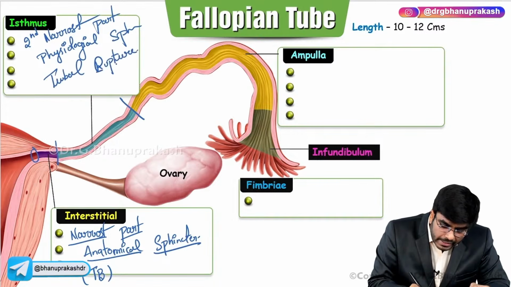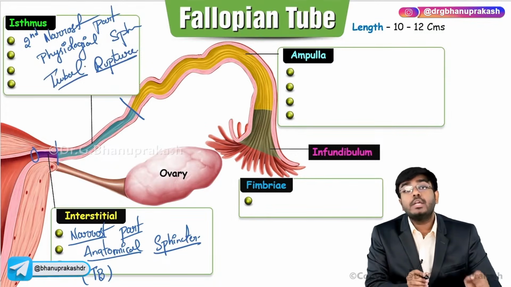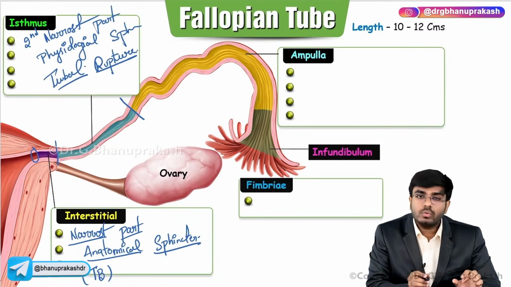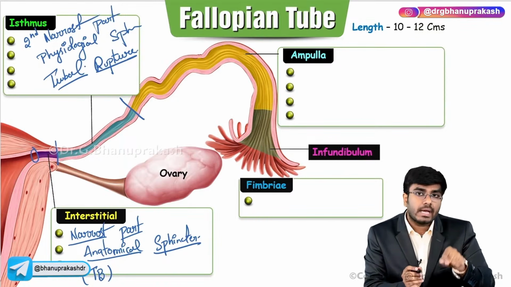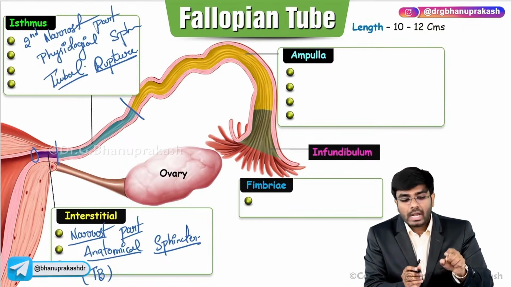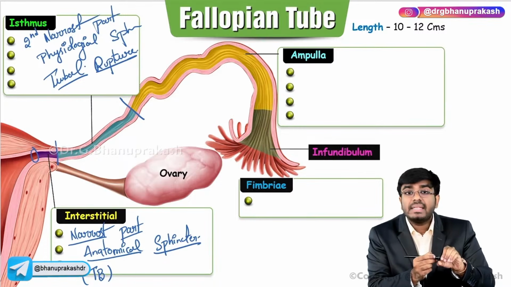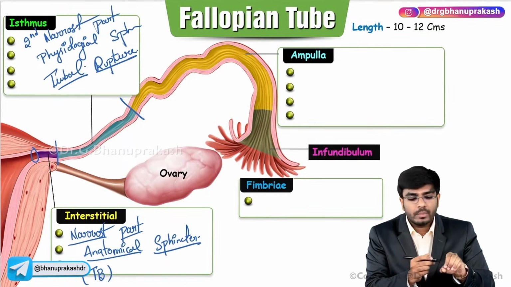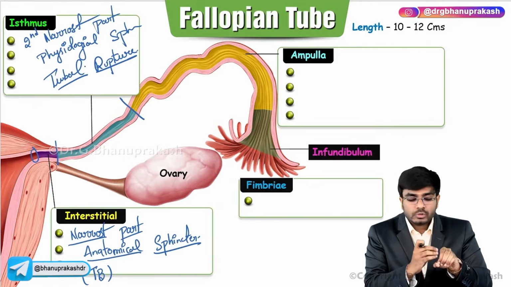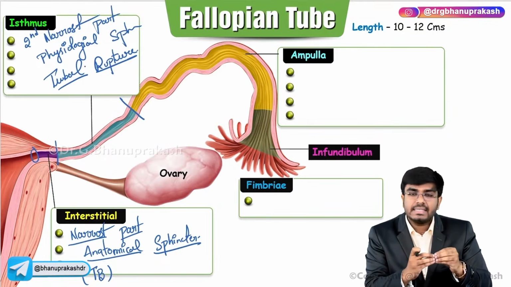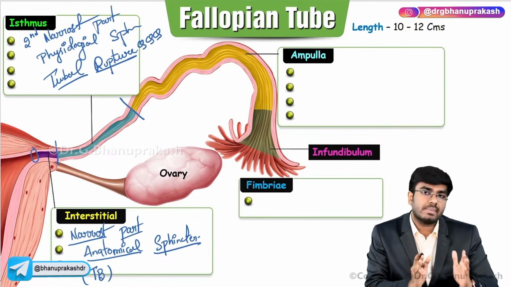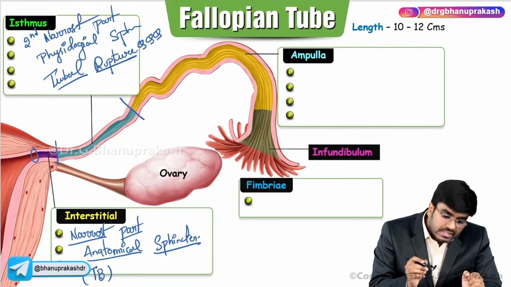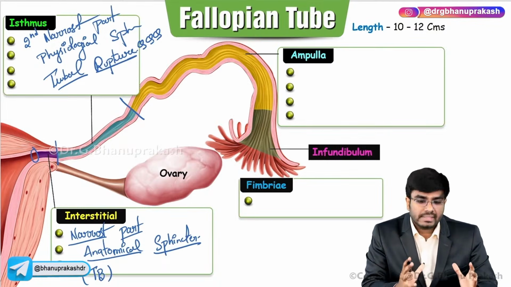What do I mean by this? If there is a tubal ectopic, and this ectopic pregnancy is happening in the isthmus area of the fallopian tube, this area is very narrow, so the isthmus will easily rupture. So the most common site of tubal rupture in tubal ectopic is the isthmus. Okay, and for the isthmus, there is one more important point.